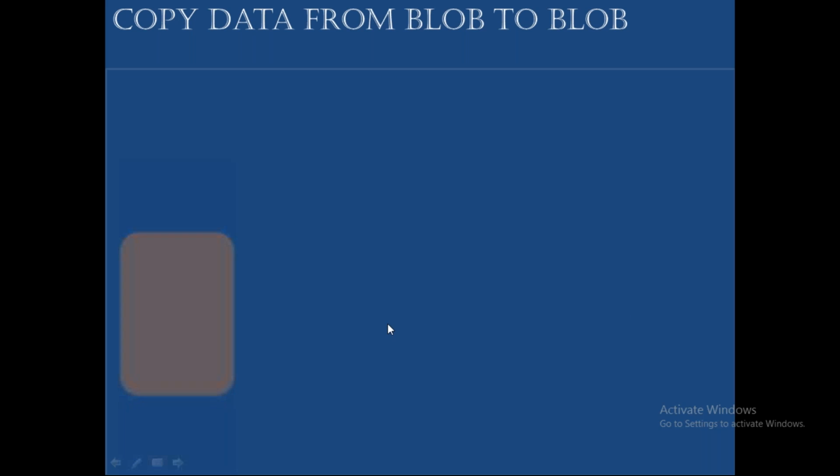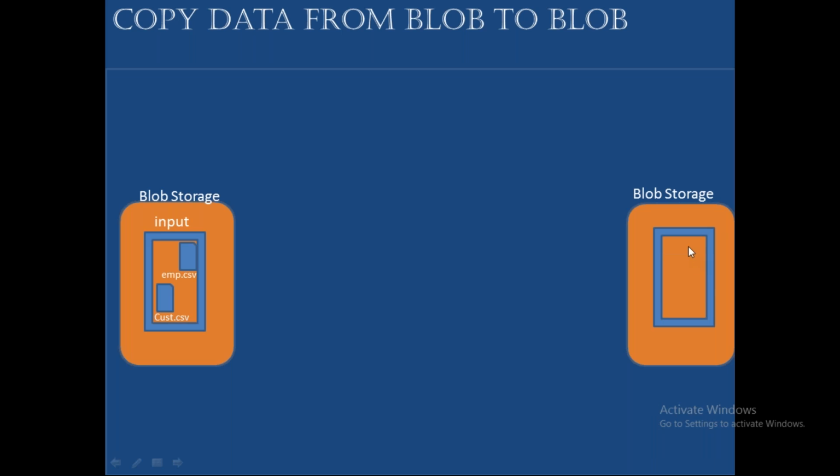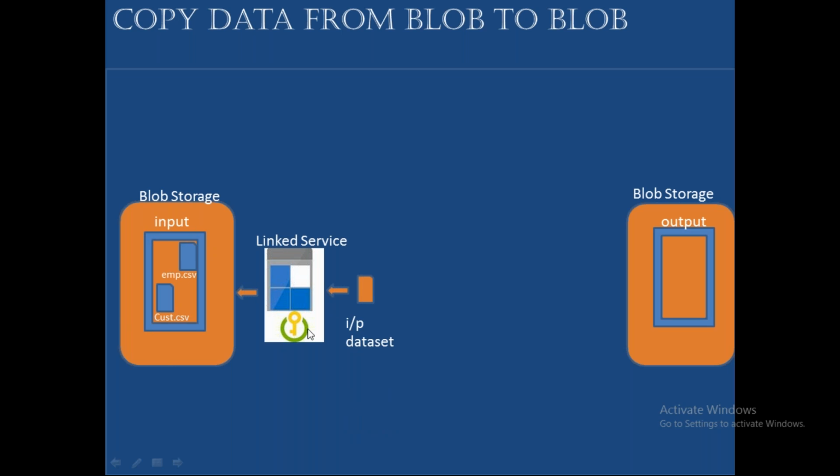Now, same thing. Let's say I have a blob storage. In blob storage, I have an input container. In the input container, I have emp.csv. Next, I have cust.csv. I have two CSV files that I want to move into another location, within the same blob storage, into the output container. So for that, first create a linked service to the storage, then extract these two files. Just refer to this particular input container.